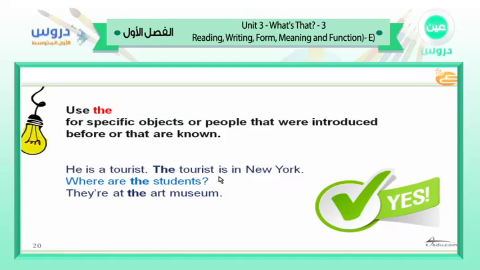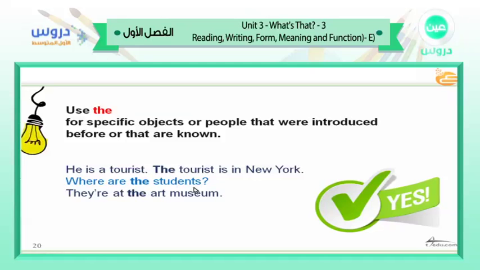The tourist is in Europe. So I use the here with the tourist because I introduced this tourist for the second time. The tourist is in New York. Where are the students? Okay, I'm looking for the noun students, so I use the.